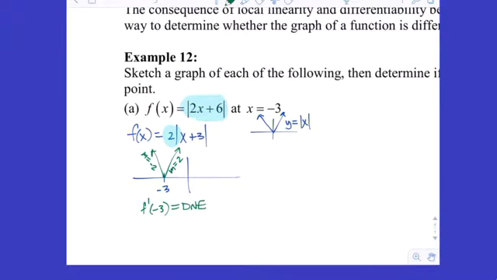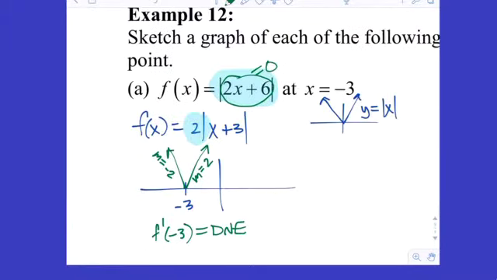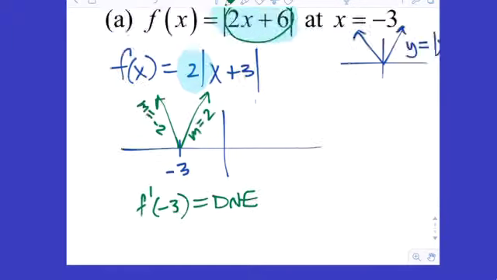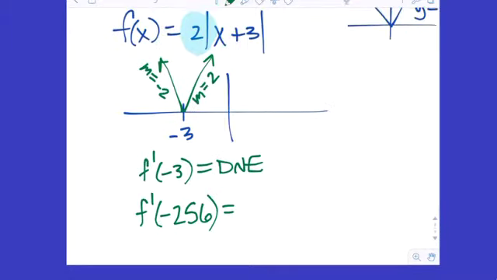Now, if you don't want to graph it and you want to know where the vertex is, you can always take the thing inside of your absolute values and set it equal to 0. If you solve that, that'll give you the value of x where the derivative fails to exist. That's going to be the x-coordinate of the vertex. But I can also ask you questions like this. What is f prime of -256?